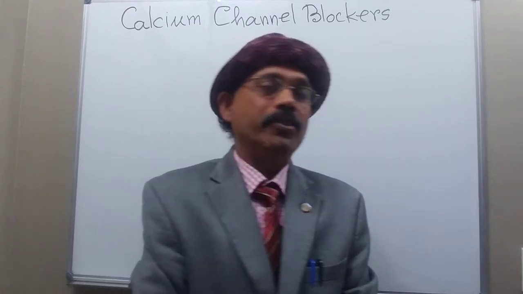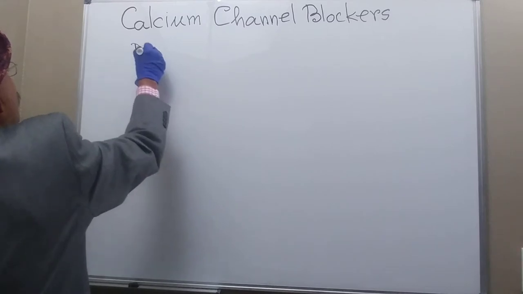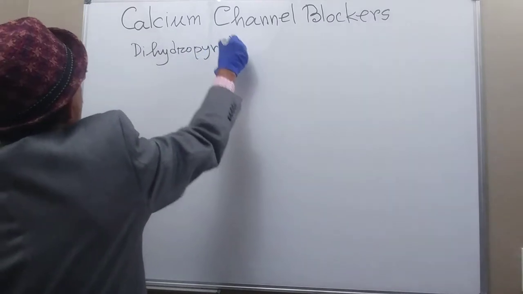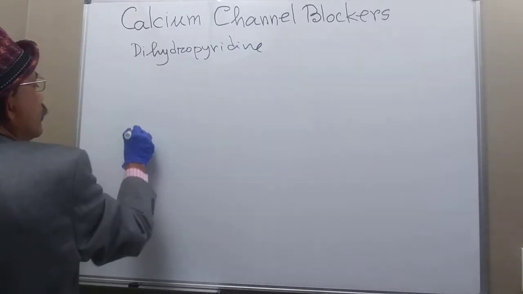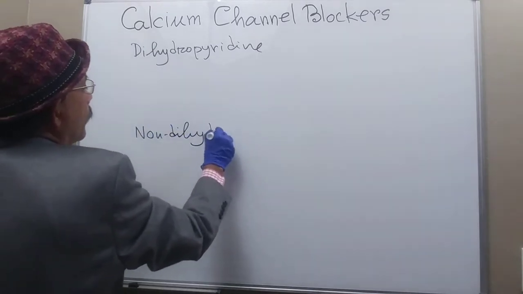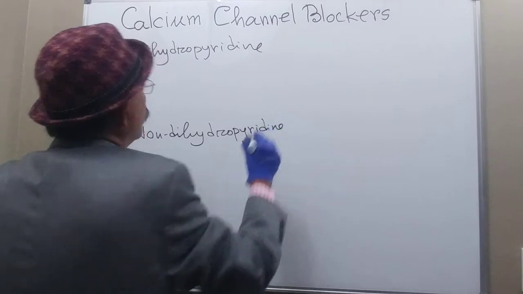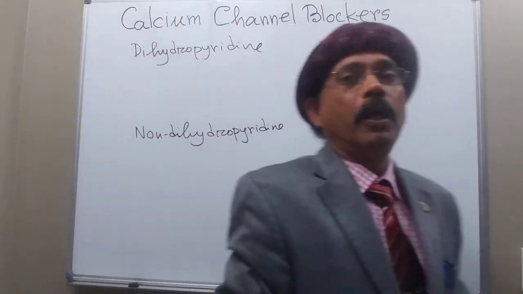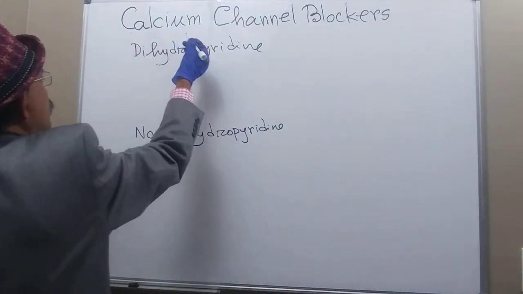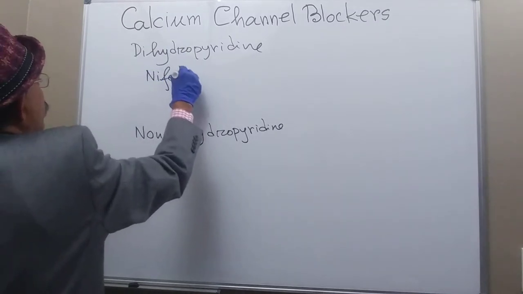Today I will discuss calcium channel blockers. We have two types of calcium channel blocker. One is dihydropyridine, and another group is non-dihydropyridine. Among the dihydropyridines, we have nifedipine.